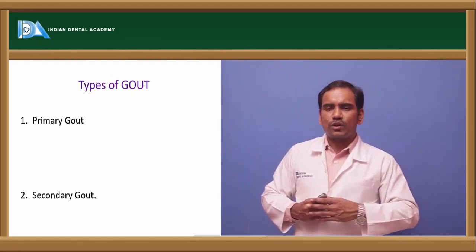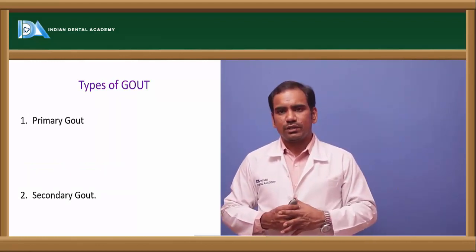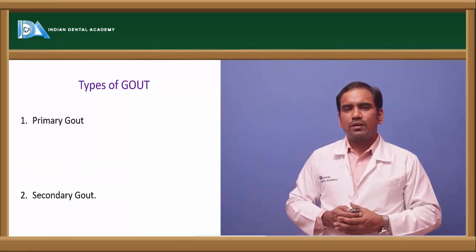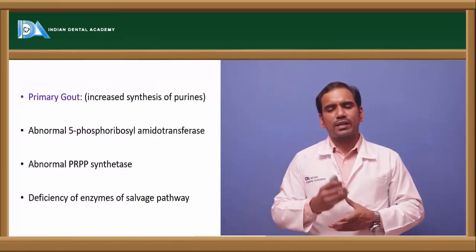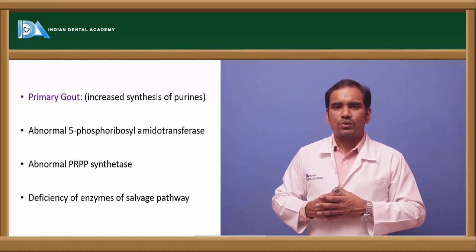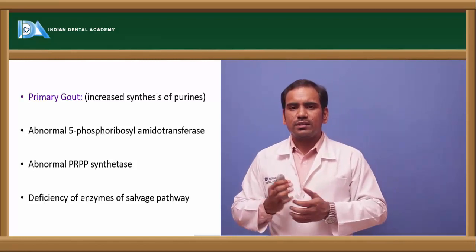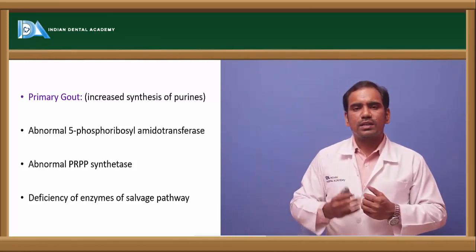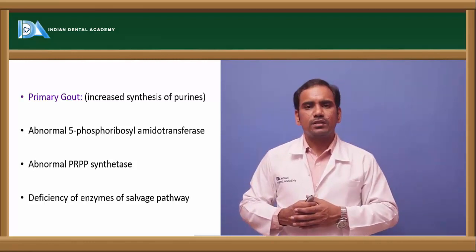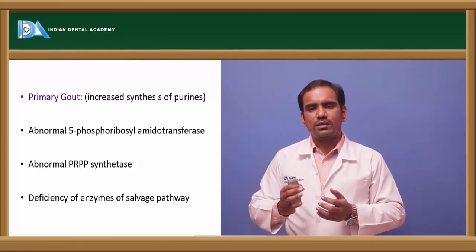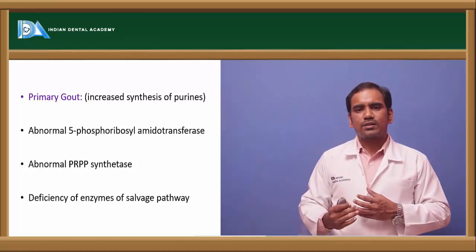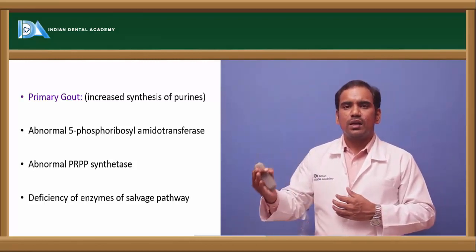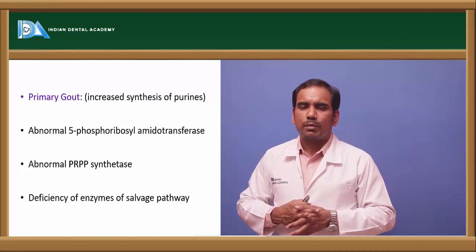We have two types of gout: primary gout and secondary gout. Right? So we'll see what primary gout and secondary gout are. Primary gout is mainly because of excessive synthesis of purines. All those reasons which result in the excessive synthesis of purines result in gout. We call that condition primary gout.